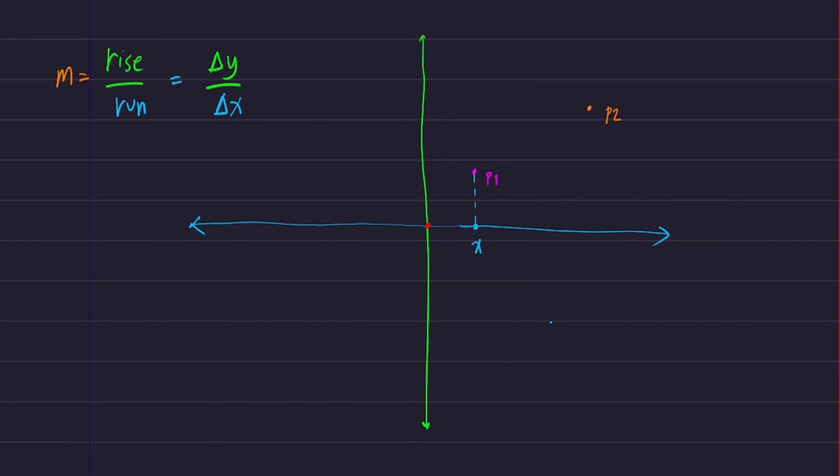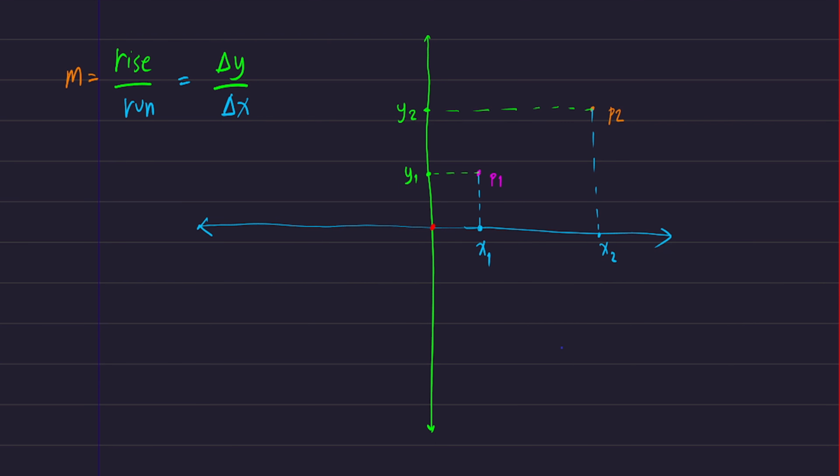Okay, so we have X sub 1 here. And yung Y coordinates ng point 1 ay nandito naman. And tatawagin ko yung Y sub 1. Next, we have point 2. Yung X coordinate ng point 2 ay tatawagin kong X sub 2. And yung Y coordinate ng point 2 ay tatawagin kong Y sub 2. Ayan.